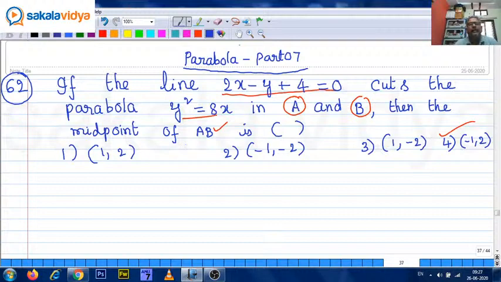So yesterday the 60th problem was incomplete. So first let us complete the 60th problem, then we switch over to the next problems.